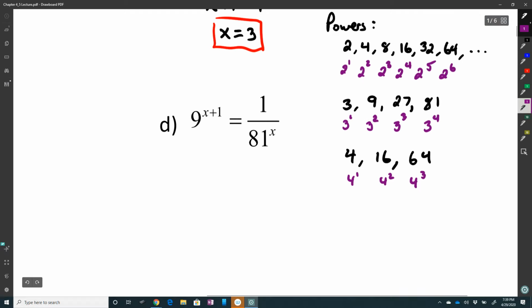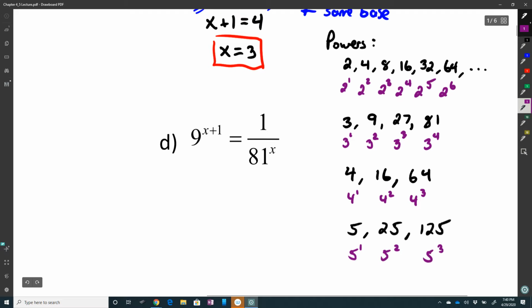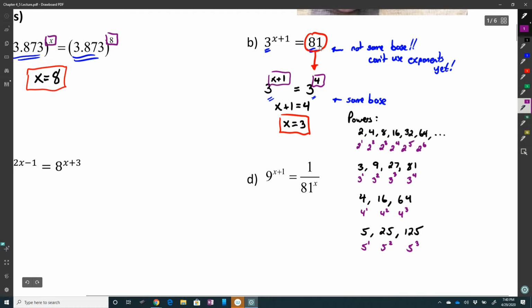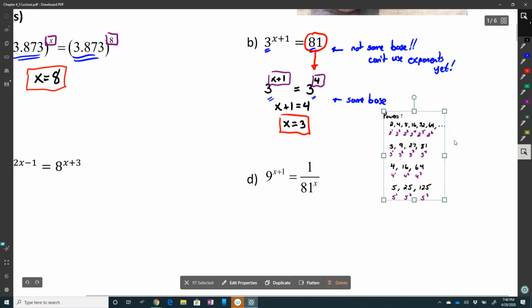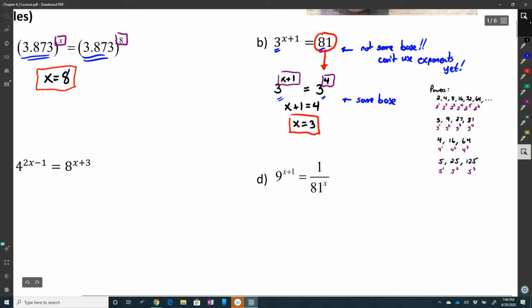And then for 5, 25, 125 is really all you need to know. 5 to the 1, 5 squared, 5 cubed. Okay, so these are the numbers you'll see when they want you to do a mental conversion. Notice I didn't use a calculator. I already knew that 81 is 3 to the 4th. Let me shrink that, move it over here. Anyway, let's go to the next problem.